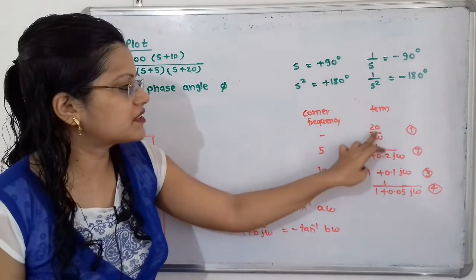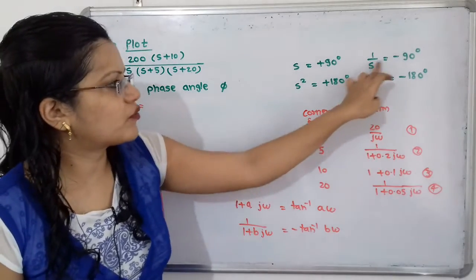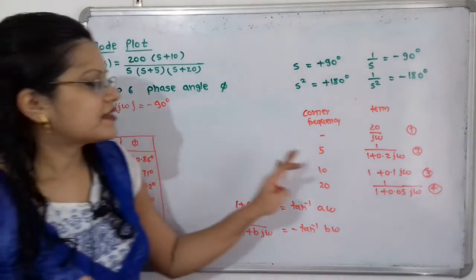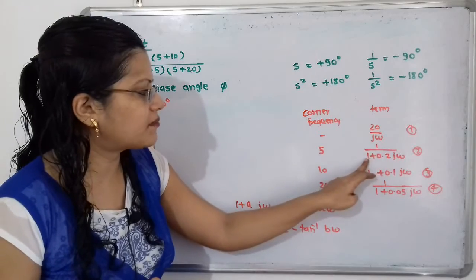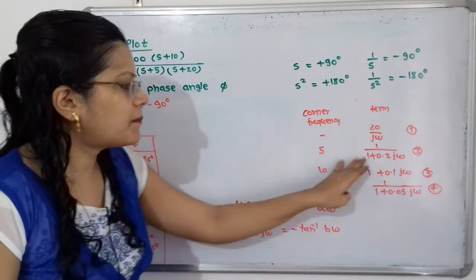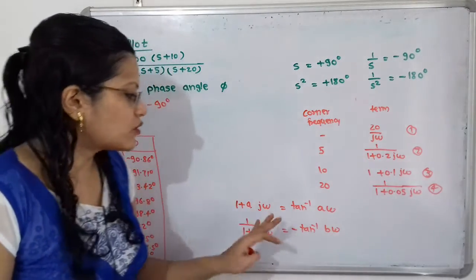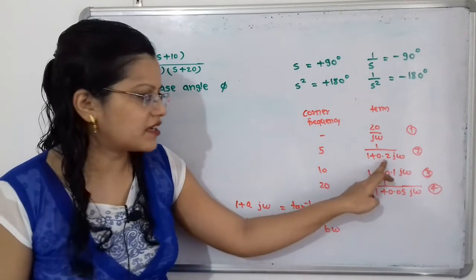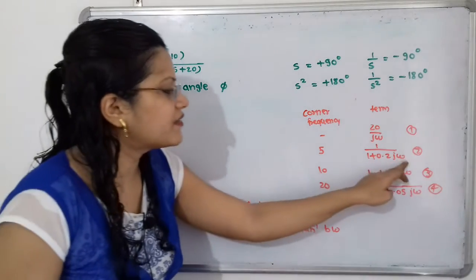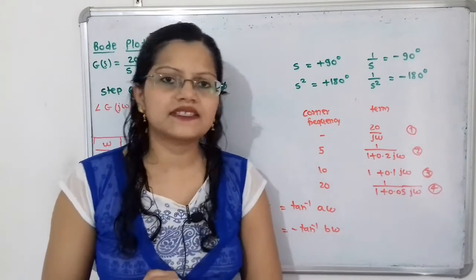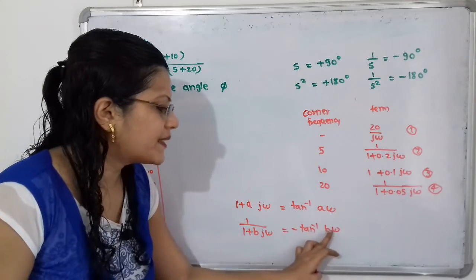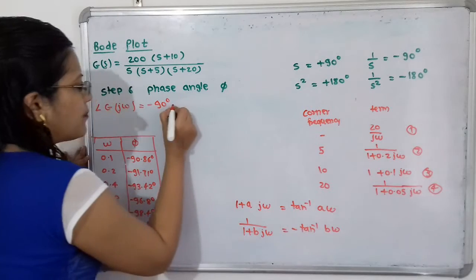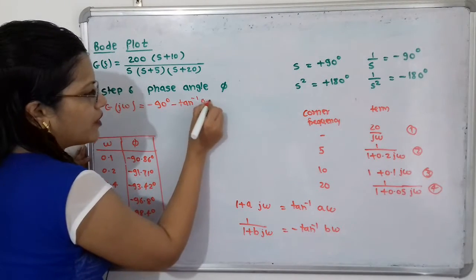So this is the form. This first term is in the form of 1 by s or 1 by j omega, so we will select minus 90 degrees here. For this first term, I will select the angle minus 90 degrees. Then the second term, with the lower corner frequency, is 1 divided by 1 plus 0.2 j omega. Here 1 plus 0.2 j omega is in the denominator, so this is the form of 1 divided by 1 plus b j omega. Here b is a real number, 0.2 is the real number and j omega is imaginary, and this is in the denominator. So whenever the j omega term is in the denominator, we have to select minus tan inverse of b omega. b is nothing but 0.2 and omega we select as it is. So for the second term I will select minus tan inverse of 0.2 omega.